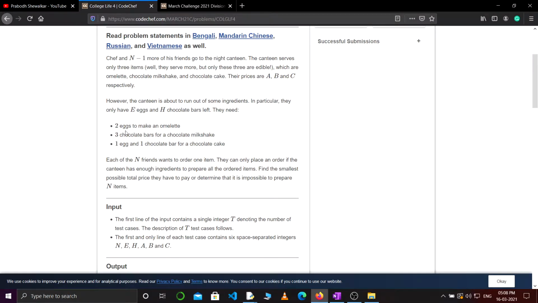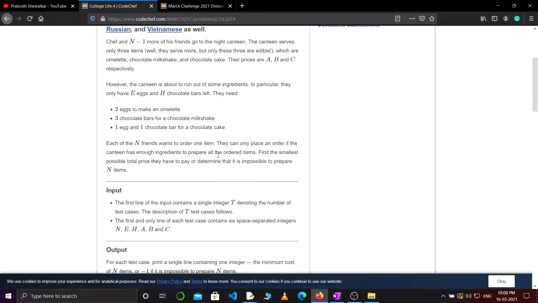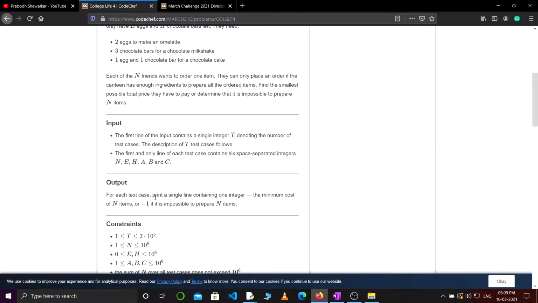For making an omelette, we require 2 eggs. For milkshake, we require 3 chocolates. And for making cake, we require 1 egg and 1 chocolate. Now we want to order n number of items and we want to find the smallest possible total price that we will be paying if we order this n number of items. And if it is not possible to prepare n items, then we will just return -1.